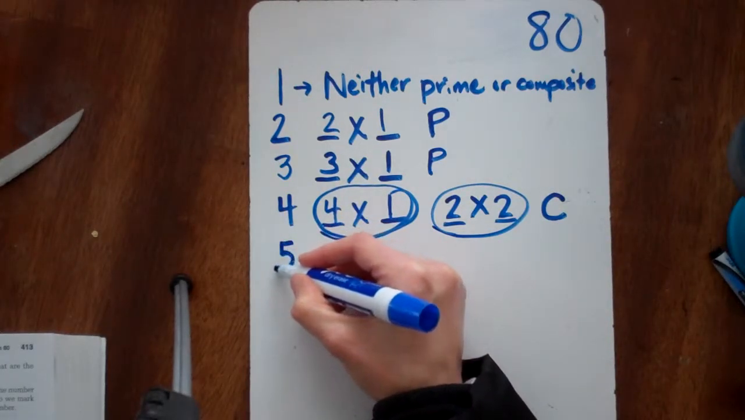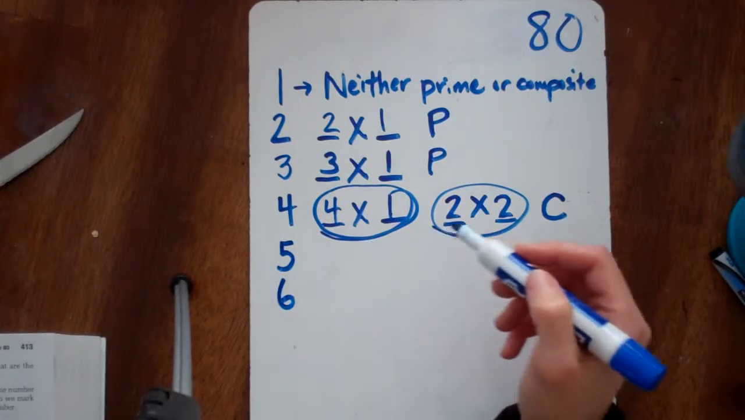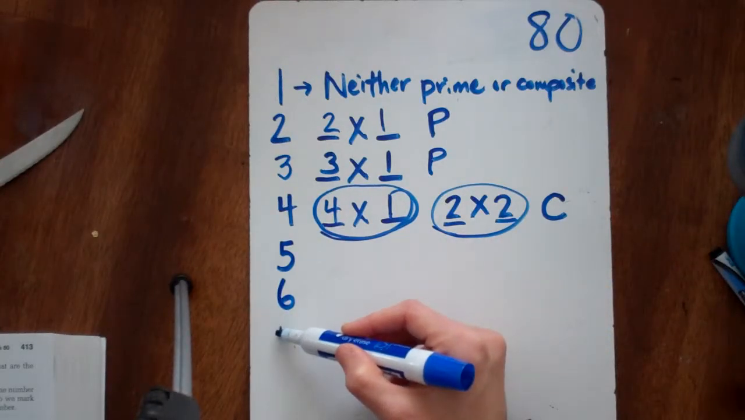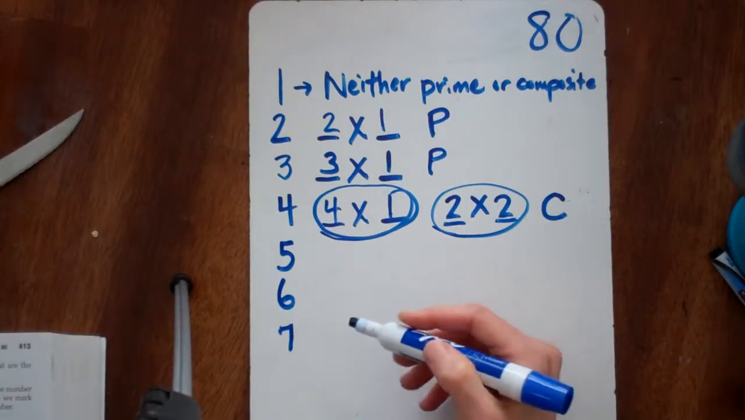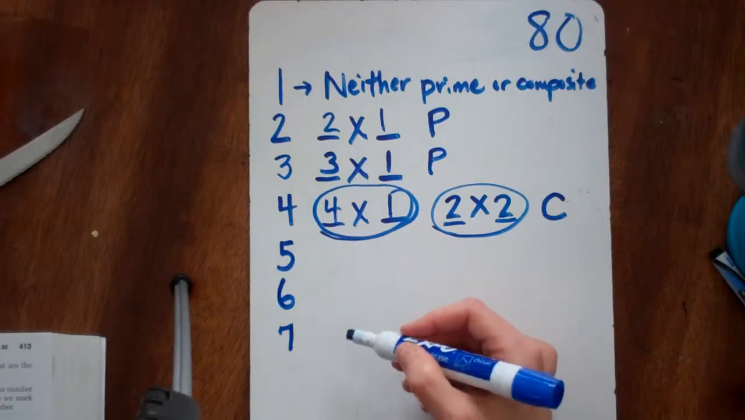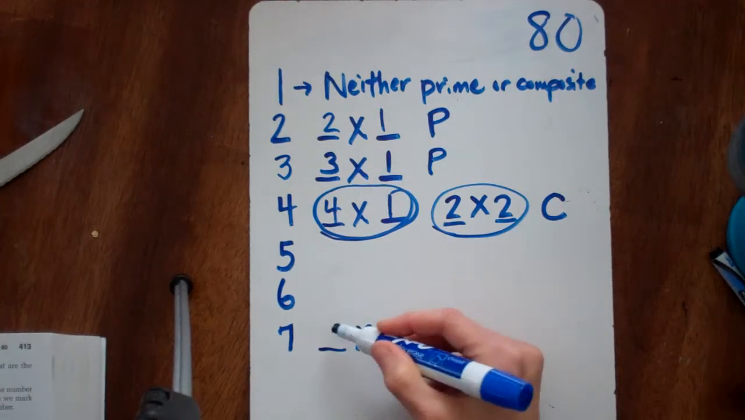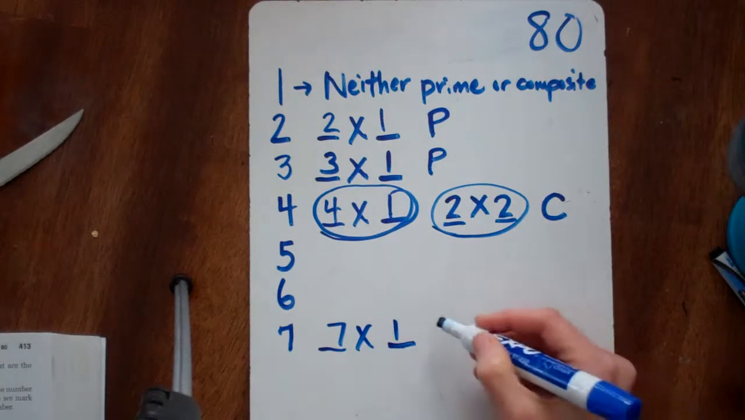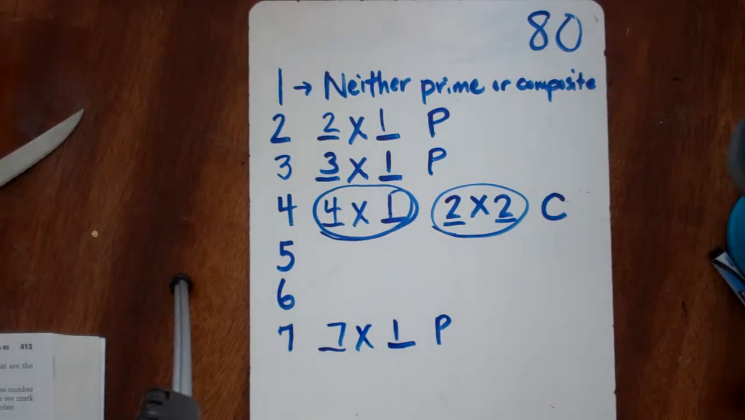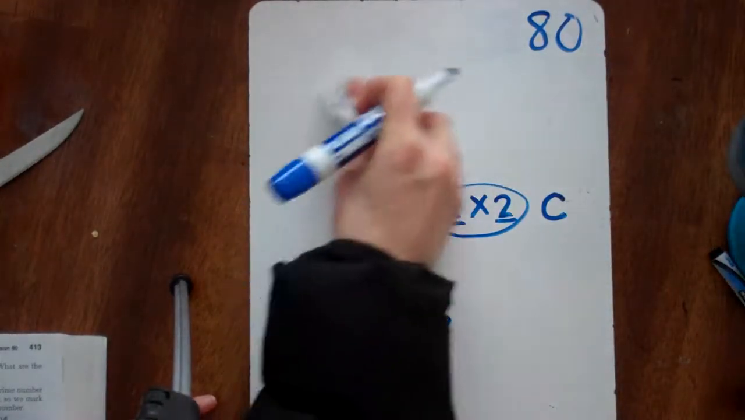All right, we just did 5 and 6, so I'm going to skip past those. Okay, and let's go on and do 7. All right, 7, what numbers will go into that? What times what? 7 times 1. Again, this one's a prime number because nothing else will go into 7 except 7 and 1. All right, now I'm going to go on and erase this, and let's do 8, 9, and 10.